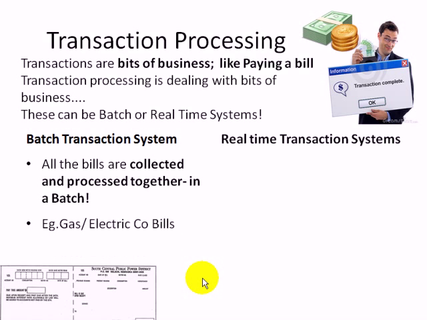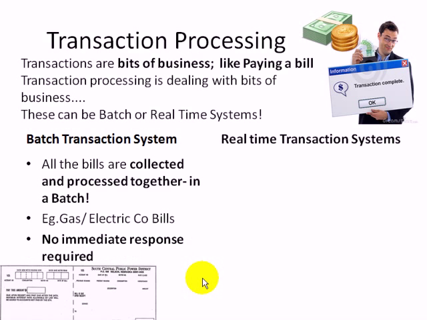In a batch system, all the bills are collected together and they're processed together in a batch. And as we already said, gas or electric bills, they'll be all gathered together and processed together in a batch. There's no immediate response required. In a second or two, we're going to look at an electric transaction processing system. We're going to look at the processes that are involved there.